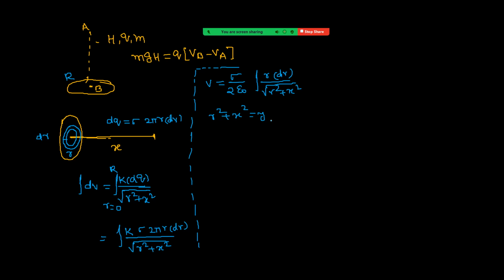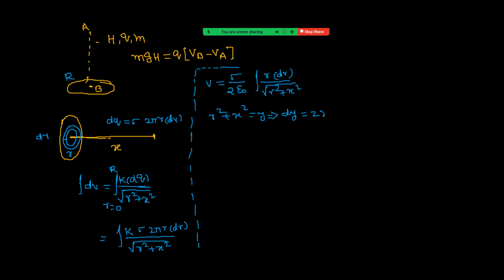Therefore, to get dr, we are now differentiating this one. Differentiate this. Then dy equal to, since x is a constant. See why x is a constant? Because we are focusing on the potential at this point. So x is not changing, okay? We are changing only the r value because we have to get potential due to all rings. Then the sum of all those gives the potential due to the disk at this point. Right, so x is a constant.